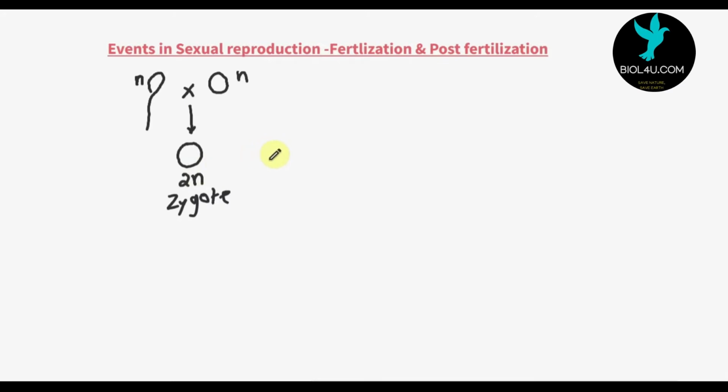This process is also known as syngamy. This is another word for fertilization. So what is syngamy? Syngamy means the fusion of the male and female gamete to produce a diploid zygote. It is synonymous with fertilization, and the words syngamy and fertilization are used interchangeably.